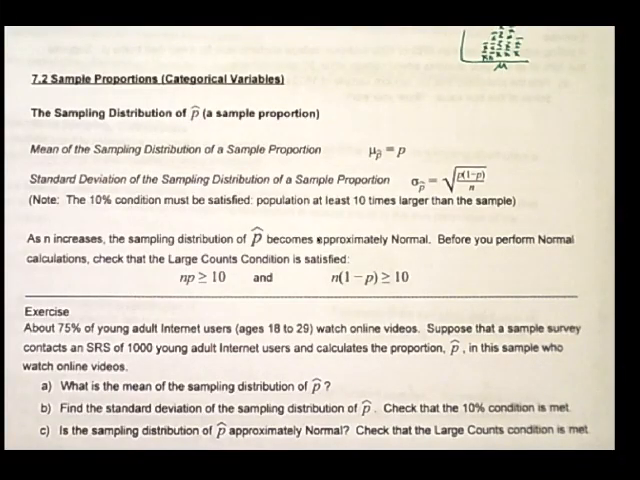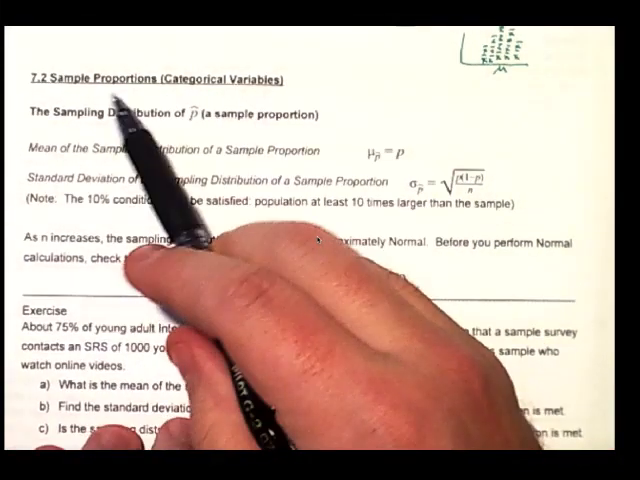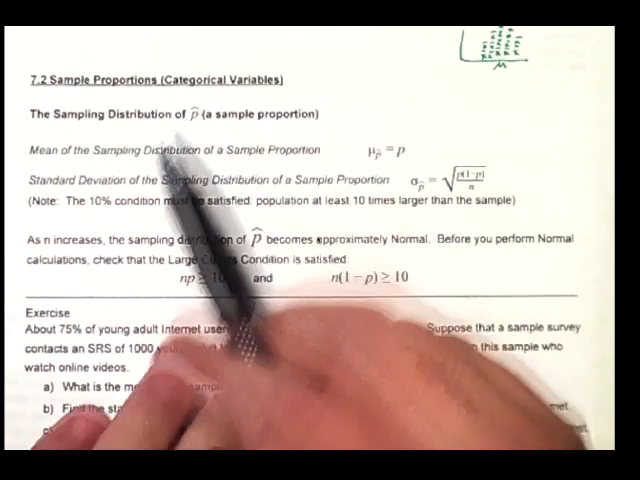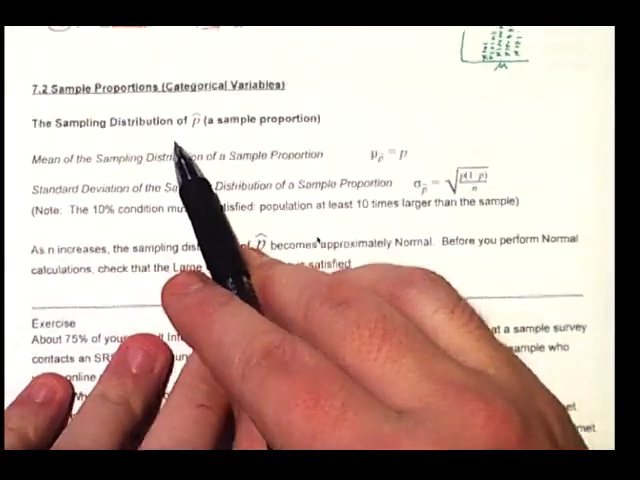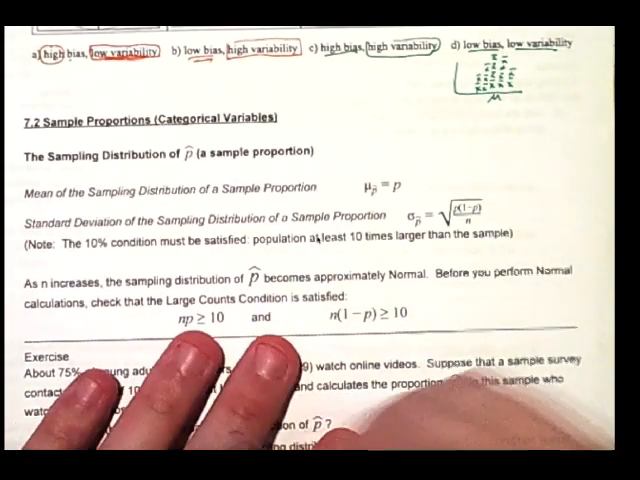Now we're going to jump into 7.2. It says sample proportions for categorical variables. And the first topic is the sampling distribution of p hat. Okay. So again, what does that mean?